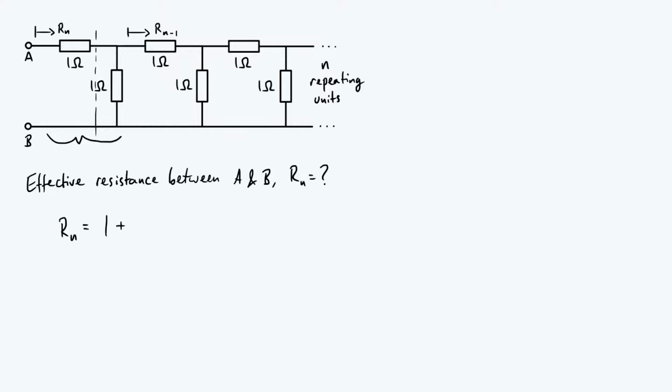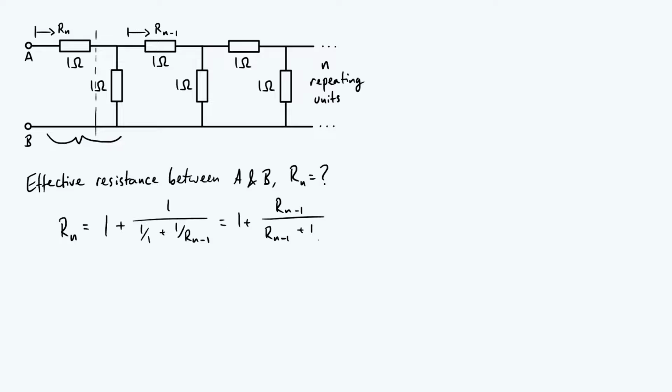Now, of course, when you have things in parallel, you add the reciprocals of the resistances, and so the effective resistance of that parallel combination is going to be 1 over, and then the denominator, you're going to have 1 over 1 plus 1 over Rn minus 1. You can get rid of the nested fractions, specifically this 1 over Rn minus 1, by multiplying the top and bottom of that big fraction by Rn minus 1. And so the right hand side just becomes 1 plus Rn minus 1 over Rn minus 1 plus 1.